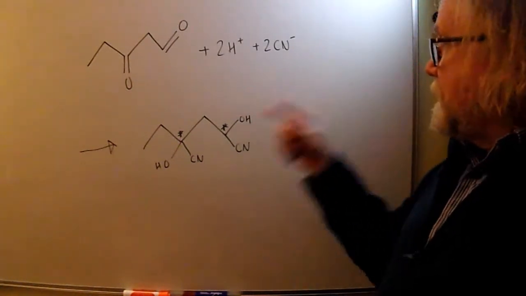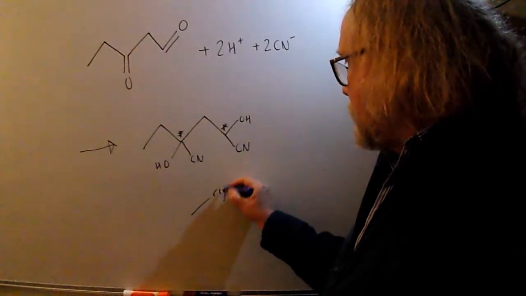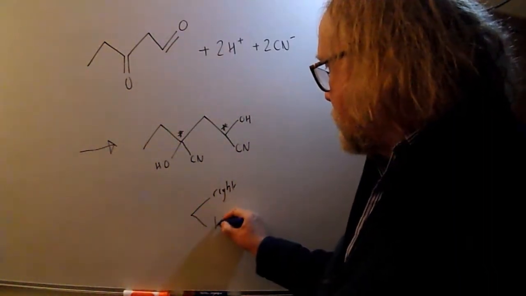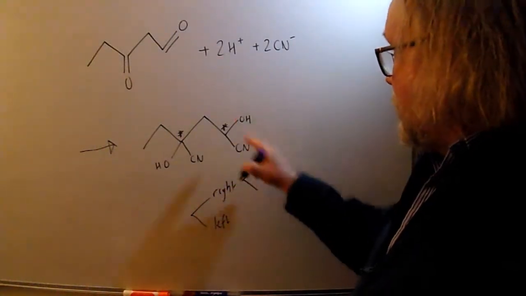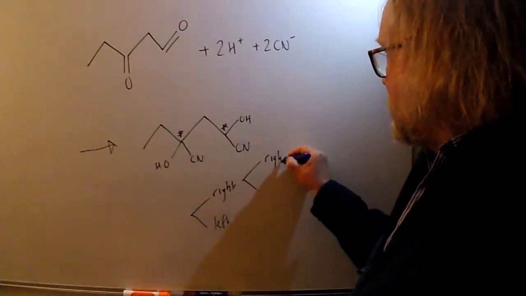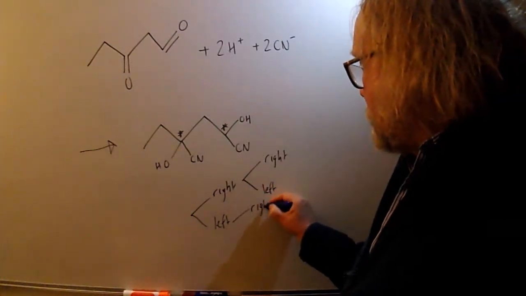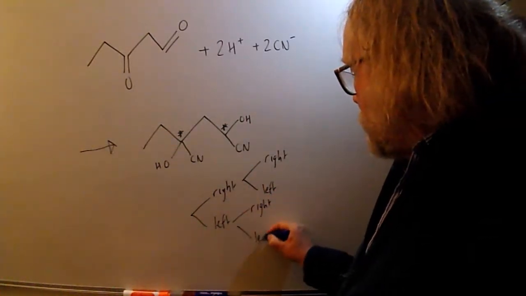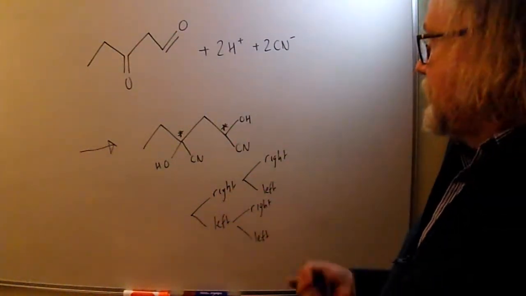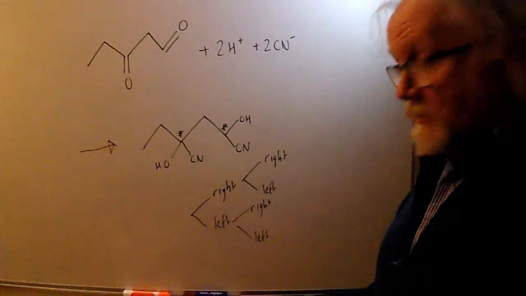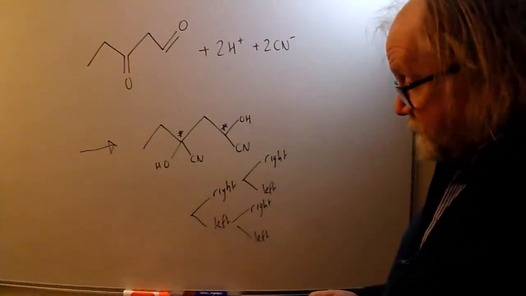So remember that at this one you can get either the right or the left-handed isomer, and then whichever one you've got there, you can get either the right or the left-handed isomer at the second centre. So in other words, there are 4 possible combinations: right, right, right, left, left, right, left, left. So 4 possible isomers could be formed in that reaction.